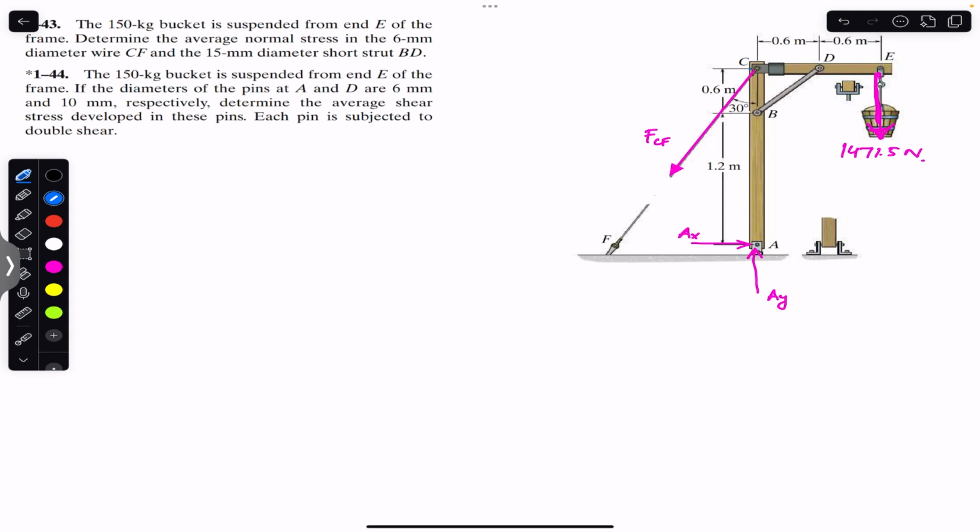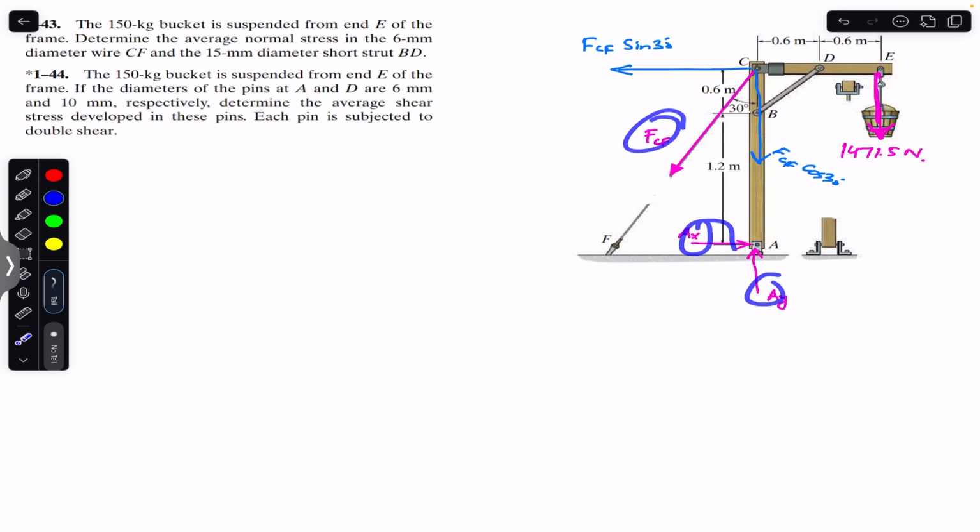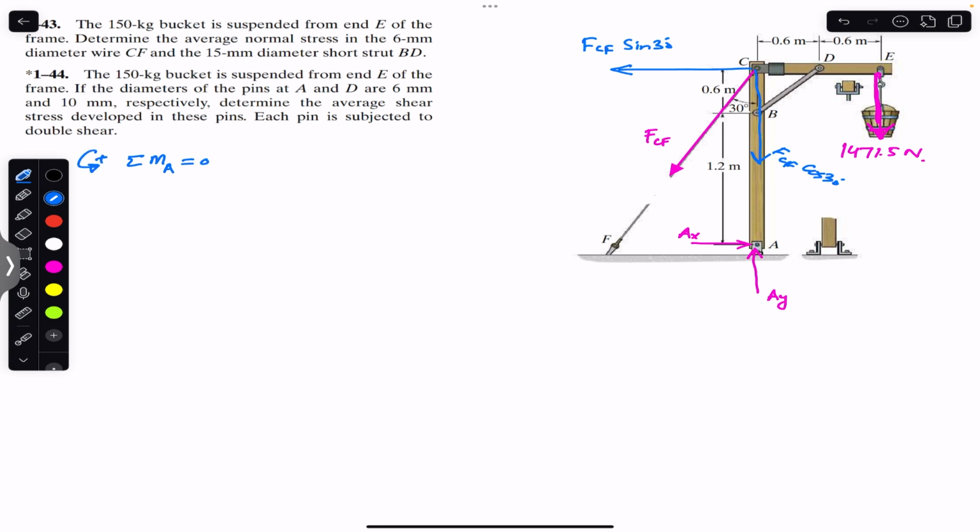So we will have, this one will be FCF sine of 30, and the vertical component will be the cos component. So this will be FCF cos of 30. Now if we consider this whole frame, then this will give us FCF and this will give us AX and AY if we apply the equilibrium conditions. So if I apply the sum of the moment about point A equals to 0, counterclockwise moment is assumed to be positive.